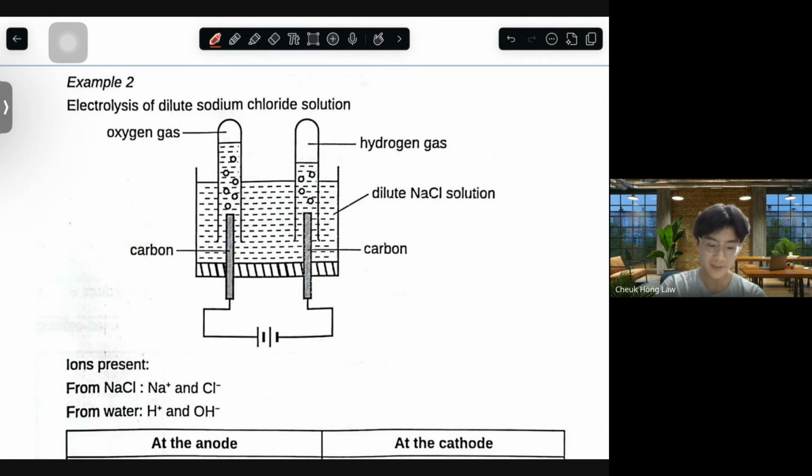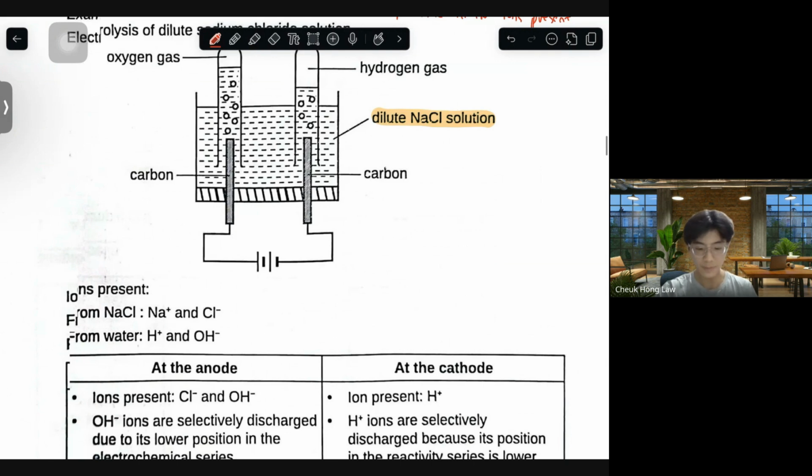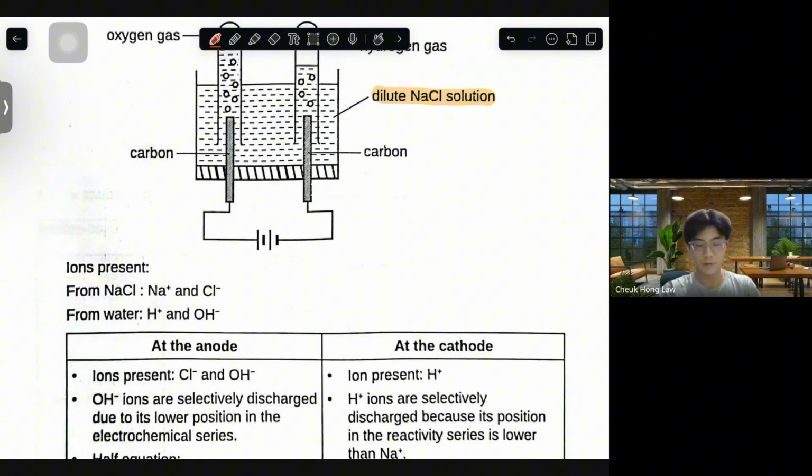So the first thing I do, when I'm answering an electrolysis question, is write down all the ions present in your electrolyte. So my electrolyte is dilute sodium chloride solution, right? So what are the ions present? Firstly, we have sodium chloride. So of course, we have sodium ions and chloride ions.